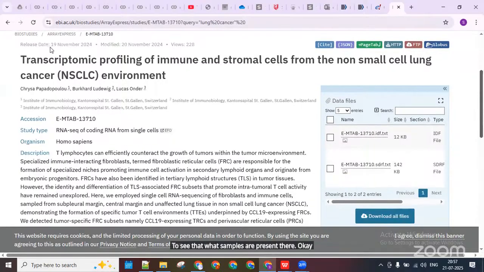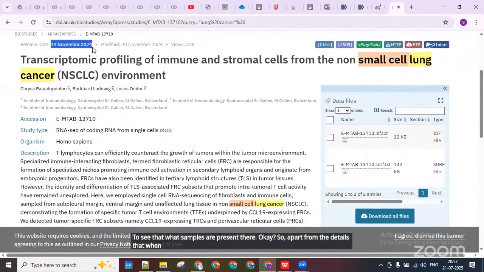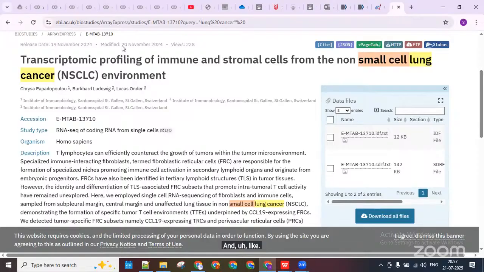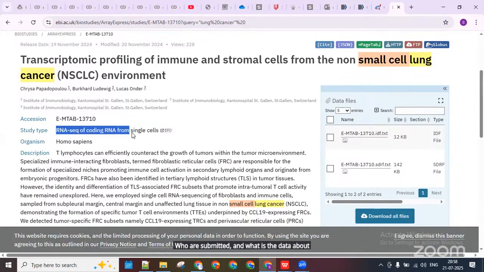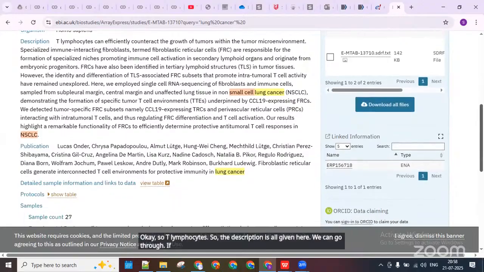Apart from the details that it was submitted on 2024 November 19 and modified the very next day, 20 November, and how many people have viewed this data set, we can see who the authors are who submitted it, and what the data is about: RNA-seq for coding RNA from single cells, T lymphocytes. The description is all given here. We can go through it if we are interested in this data set.